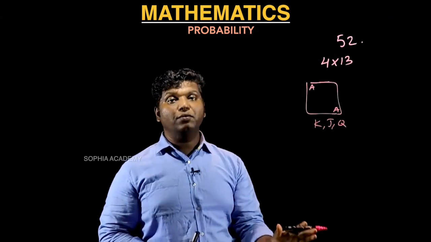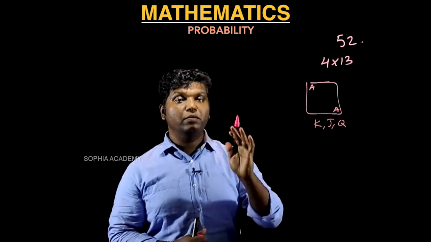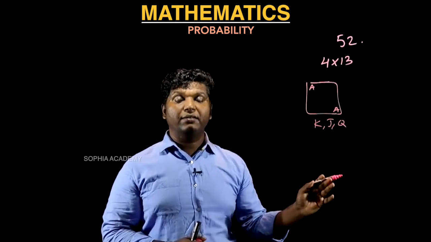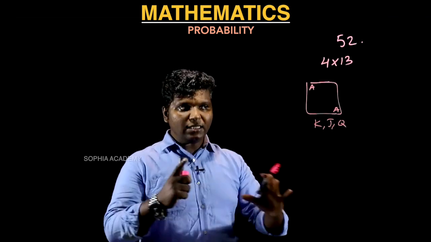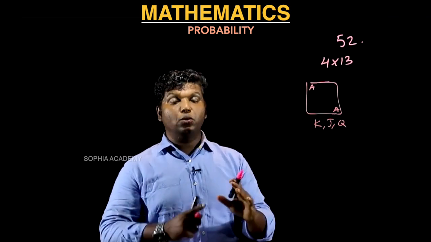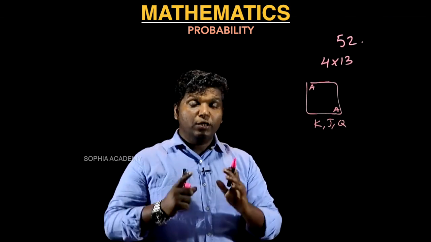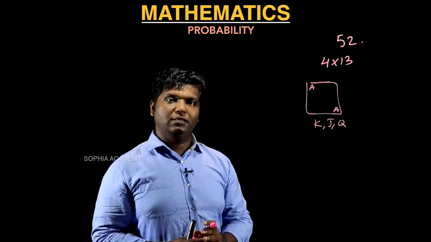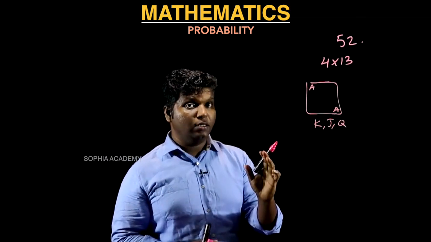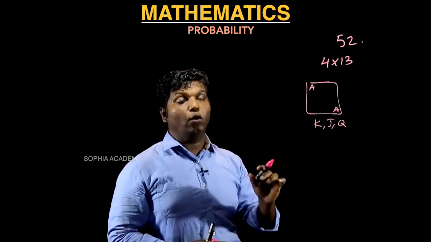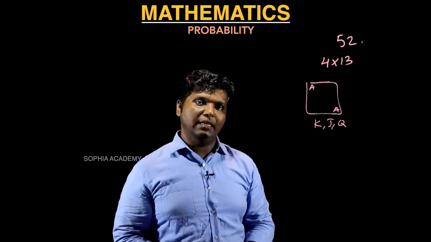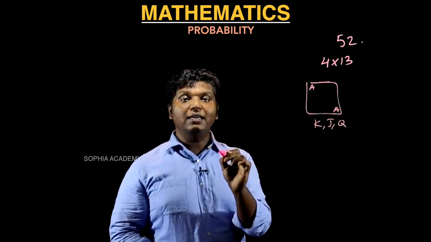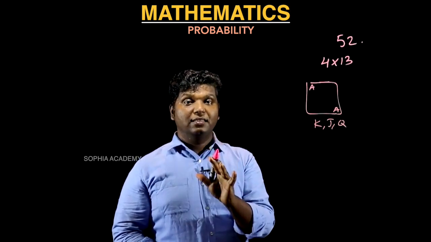And the other 9 of them will be number cards. That means the numbers from 2 to 10. So 2, 3, 4, 5, 6, 7, 8, 9 and 10. So they are called numbered cards. Now you have to understand this question very perfectly. Among these 52 cards, a card is being chosen or a card is dropped accidentally, and you have to find the probability that the card is an ace.